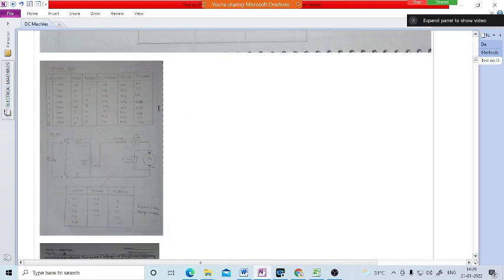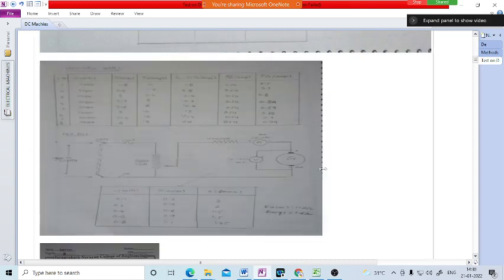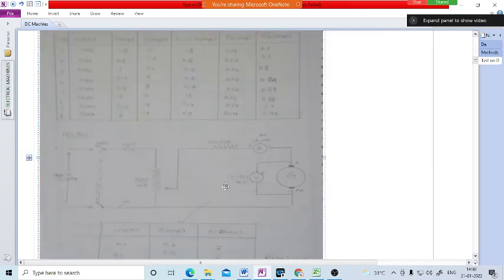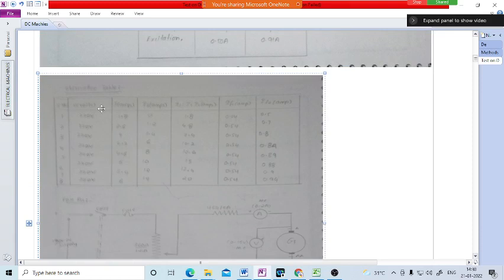So here, in the Hopkinson test, we take the readings. Here we'll have the readings in a tabular column, with the voltage, motor rating and current rating. I1, I2, so the excitation current and load current. So we take these readings, as well as find out the efficiency of the motor.